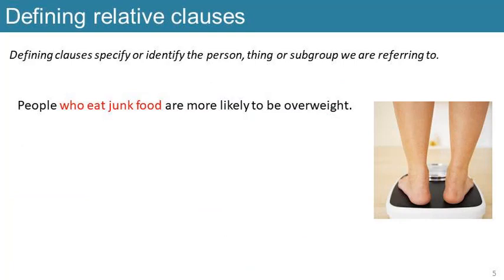So, defining clauses specify or identify the person, thing, or subgroup we are referring to. For example, people who eat junk food are more likely to be overweight. Using a defining relative clause enables us to identify or specify the likely overweight subgroup as those who eat junk food.